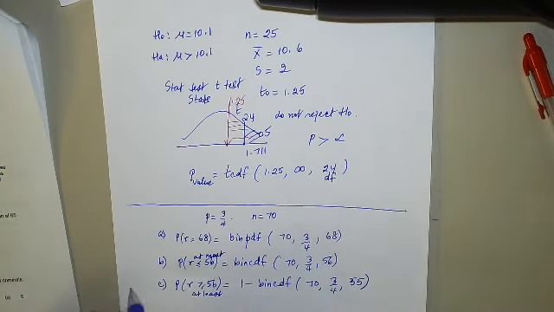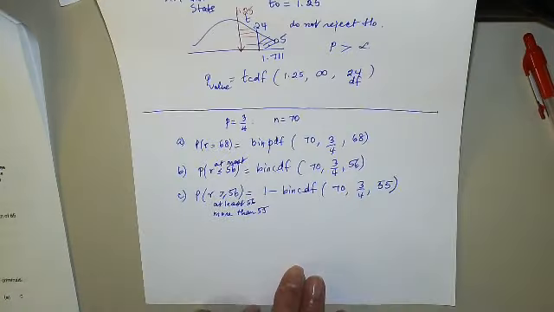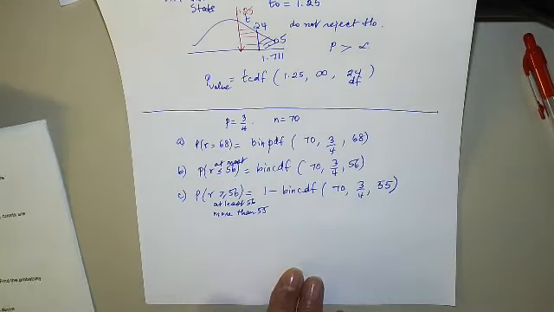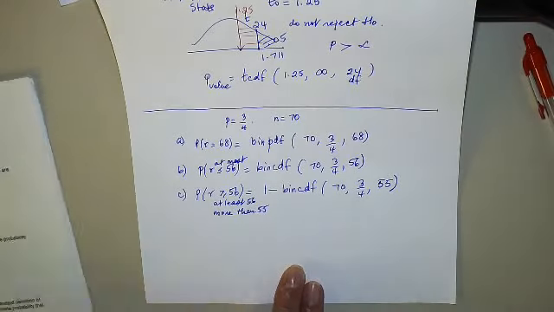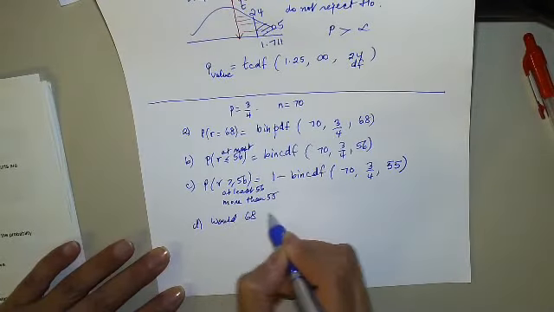What did you use again? 55. No, the other one was at most, this one was at least. At least. At most. And if it said more than 55, then you would do this, right? Or at least 56 or more than 55. Okay.